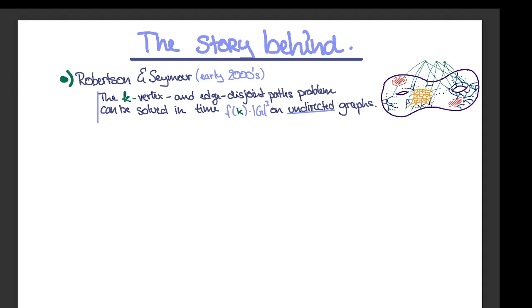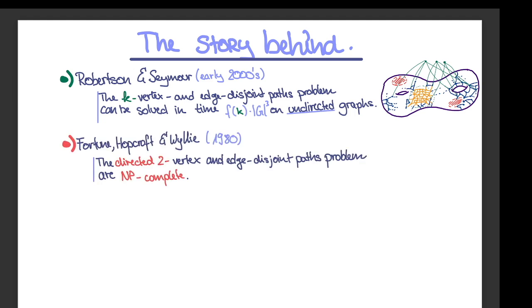Now, people tried to analyze the directed versions of the vertex and edge disjoint path problems, and it turned out that, well, in the directed setting, things break down really quickly. That is, the directed 2 vertex and edge disjoint path problems are already known to be NP complete. And so we think, unless P equals NP, that there is no polynomial time algorithm solving this problem.